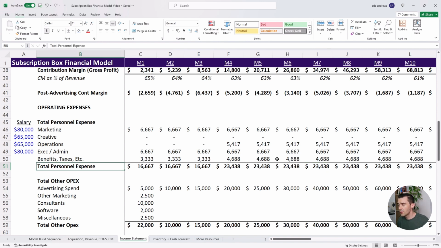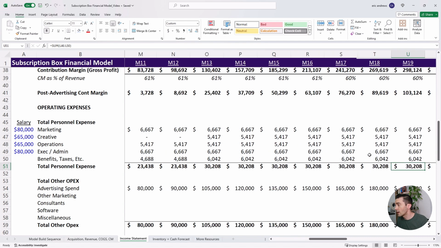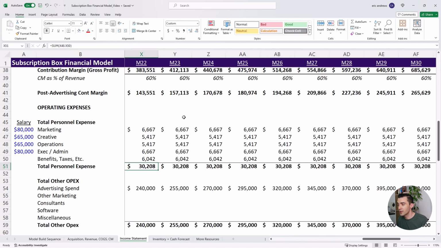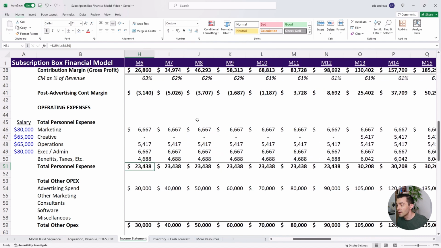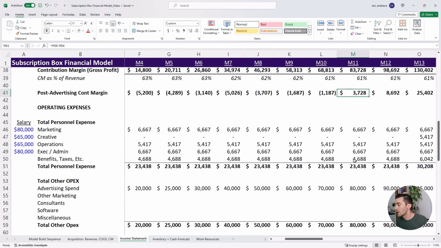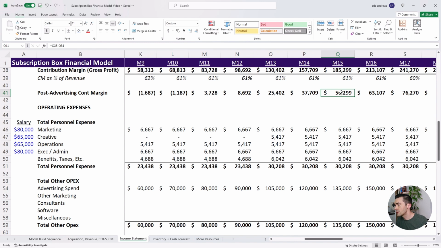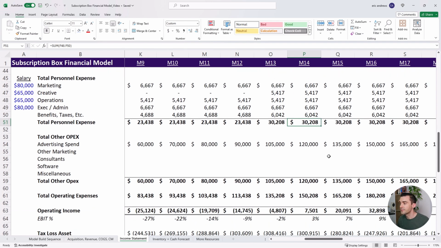Okay, so this gets you a payroll forecast. So now you're looking here, we look at our post-advertising contribution margin. In the first months, you're like, okay, well, this number has to be bigger than the payroll for us to be able to pay the payroll. So it looks like in about month 15, or maybe month 14, we have some money left over to pay our employees. Okay, so that's a good thing.